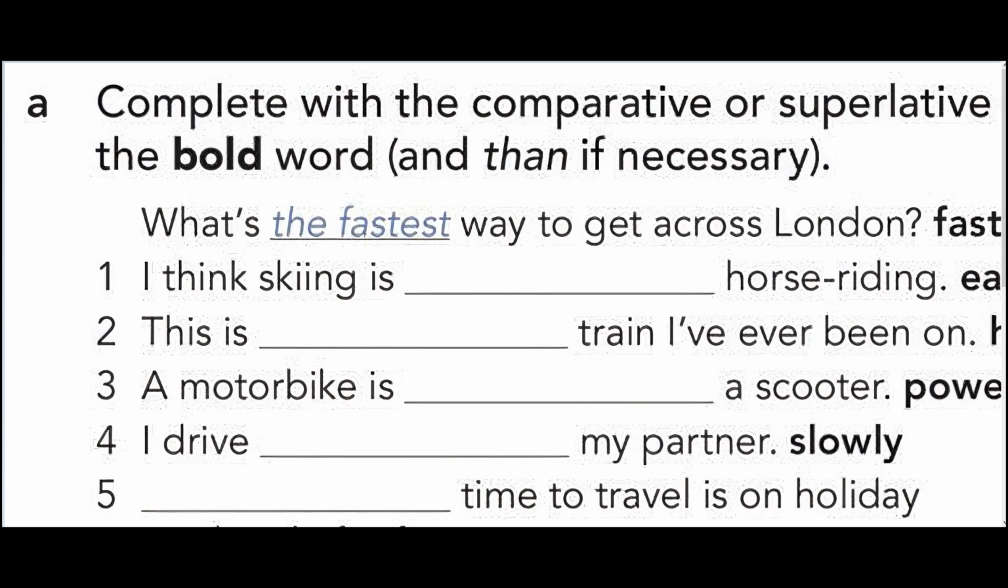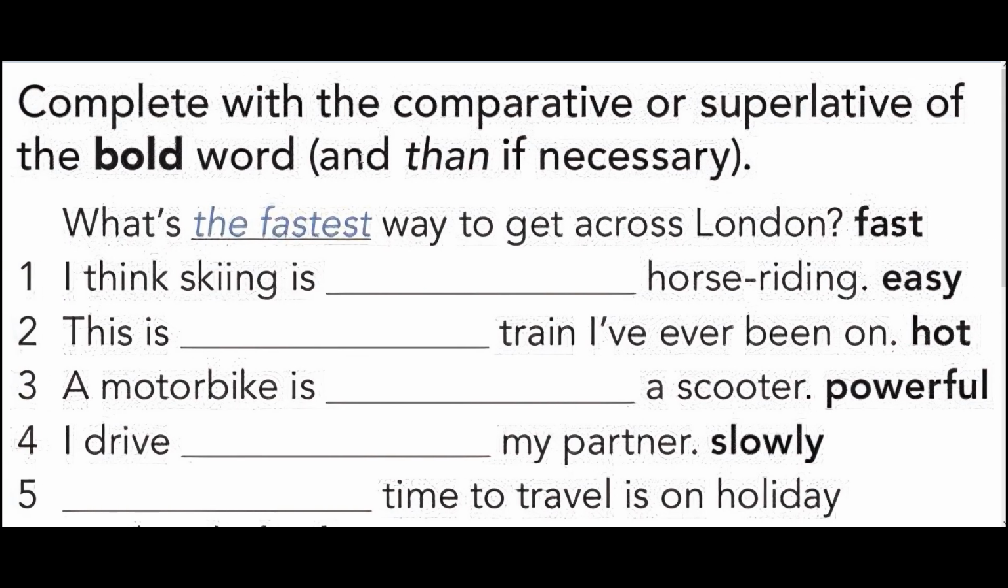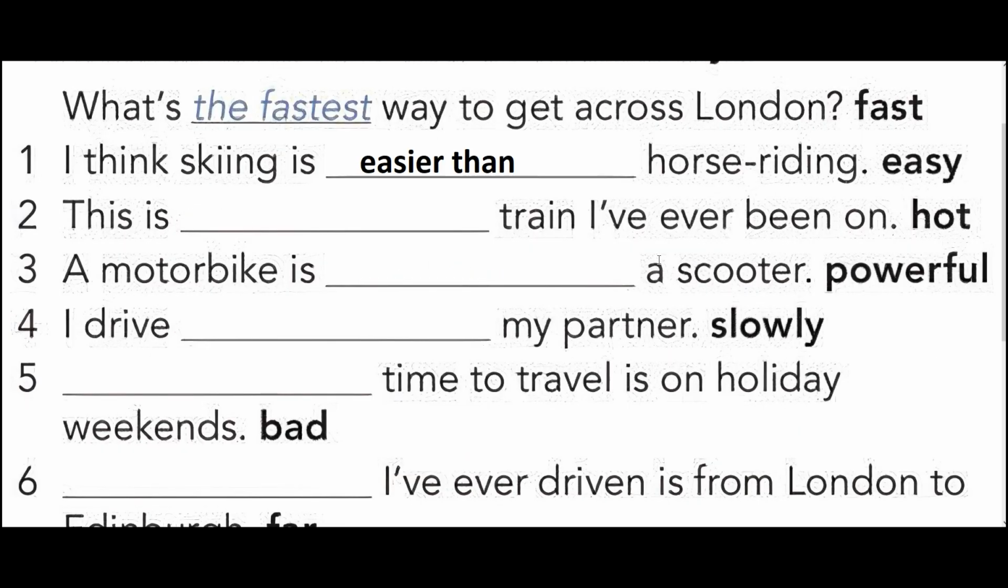Okay, let's start with the first one, with A. And I think it's clear here. Complete with a comparative or superlative for the bold word, and then, if necessary. What's the fastest way to get across London? It's superlative. Skiing is easier than horse riding. Here we compare. The short word, and easier, and then. This is I've ever been on. We need superlative. This is the hottest train I've ever been on in my life.